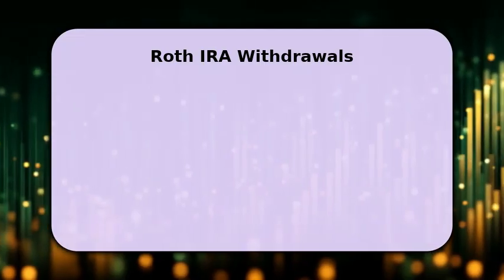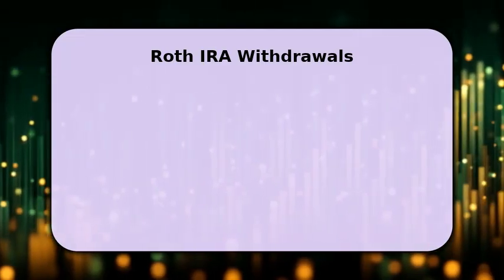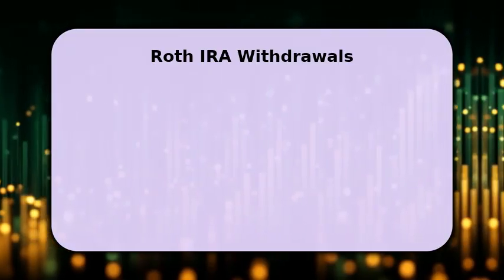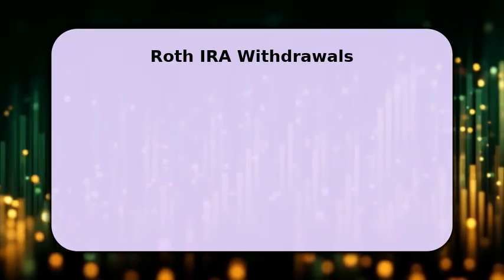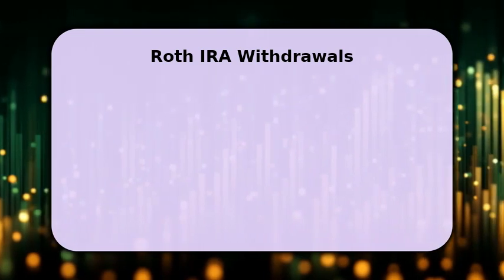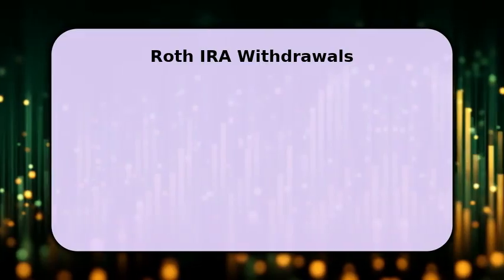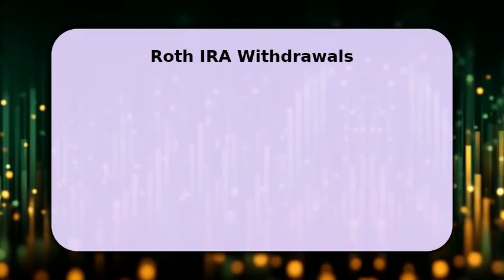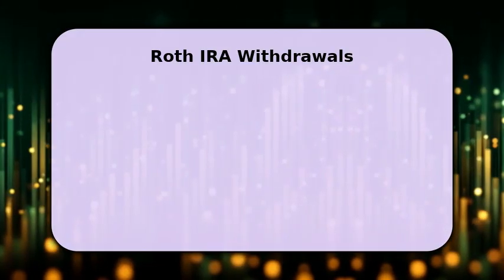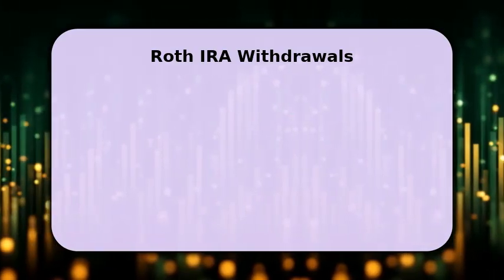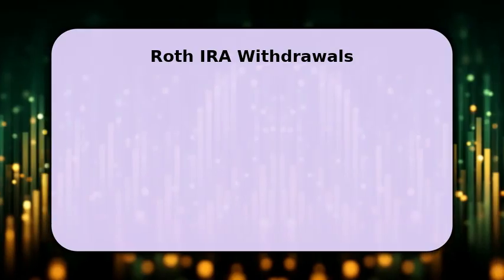Understanding withdrawal rules is key for a Roth IRA. Qualified withdrawals, taken after age 59 and a half and after the account has been open for 5 years, are completely tax-free and penalty-free. You can always withdraw your original contributions at any time without taxes or penalties. However, non-qualified withdrawals of earnings might be subject to income tax and a 10% penalty.